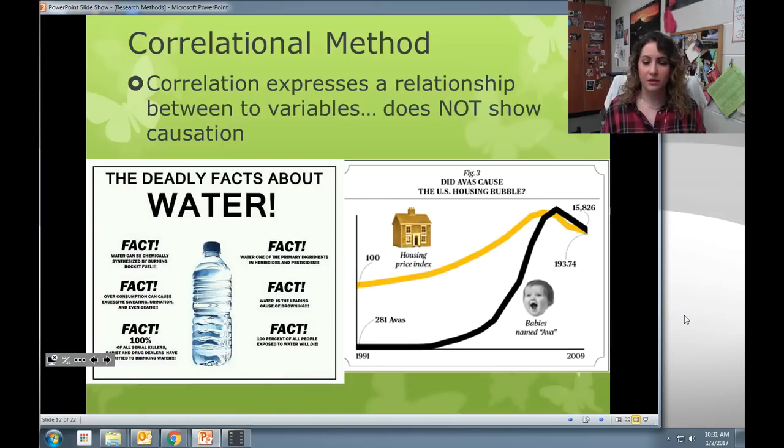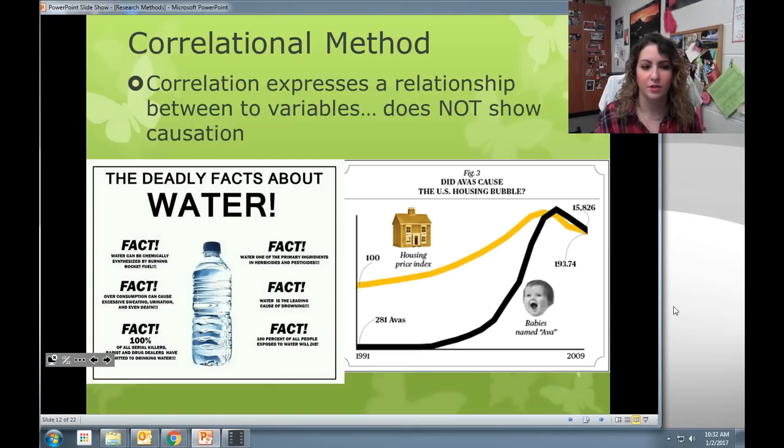And so typically most studies are going to give you correlation, because most studies are not experiments. Most studies are surveys or naturalistic observations or case studies. Only very infrequently are there experiments that actually have the weight to show a causation. So correlation expresses a relationship between variables, but does not show causation.